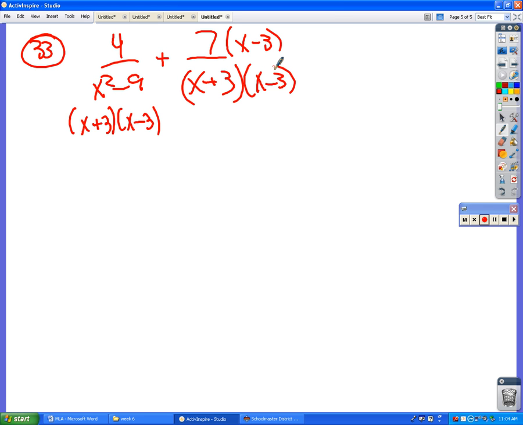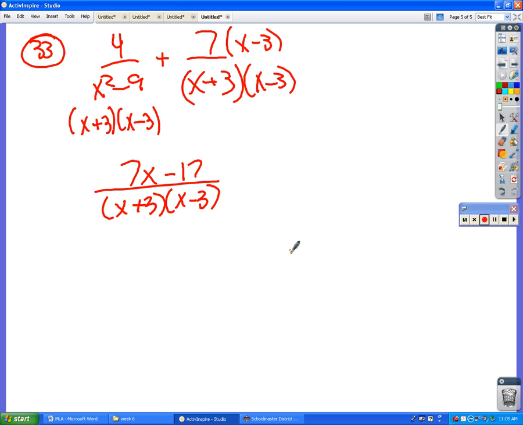Let's skip that step. Let's combine the distributing and combining like terms into one step. So it's going to be 7x minus 21 plus 4 makes 17, minus 17. And that's all over x plus 3 times x minus 3. And I can't factor anything out of the 7x minus 17, so I am done.